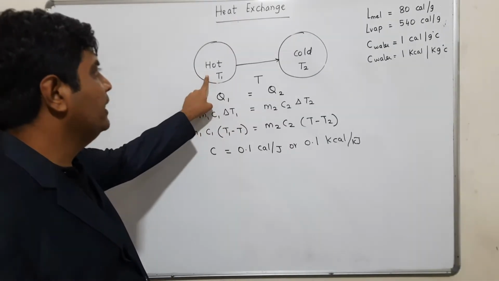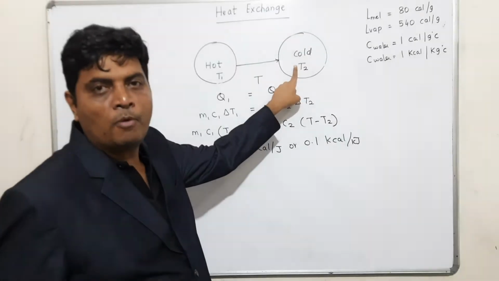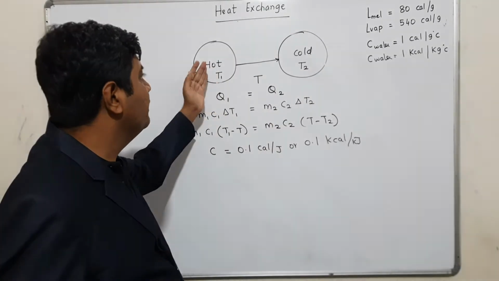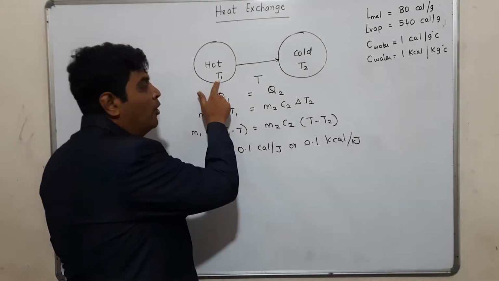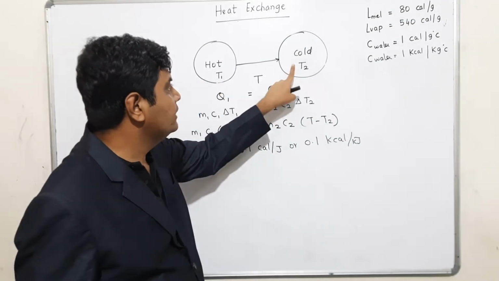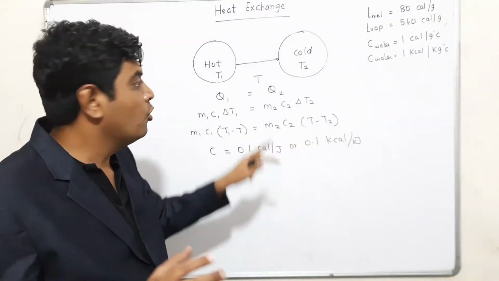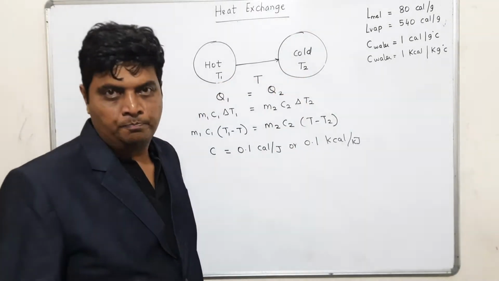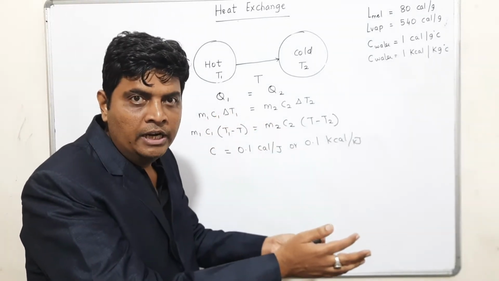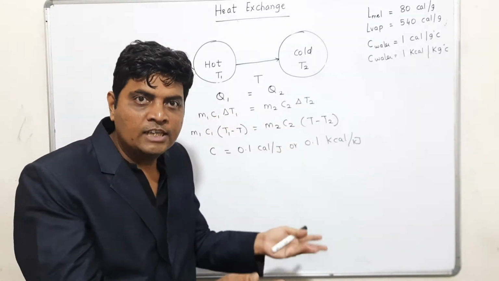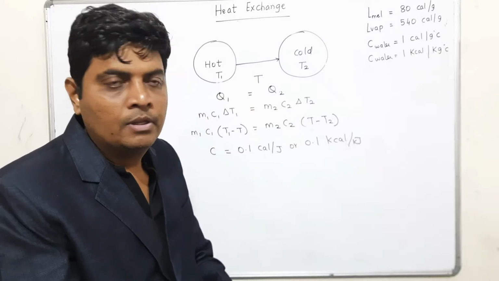Whenever a hot body is kept in contact with a cold body, the hot body will give heat to the cold body. So suppose the temperature of the hot body is T1 and the temperature of the cold body is T2, of course T1 is greater than T2, then the hot body will give heat to the cold body till the temperature of both the bodies becomes the same, that is T.